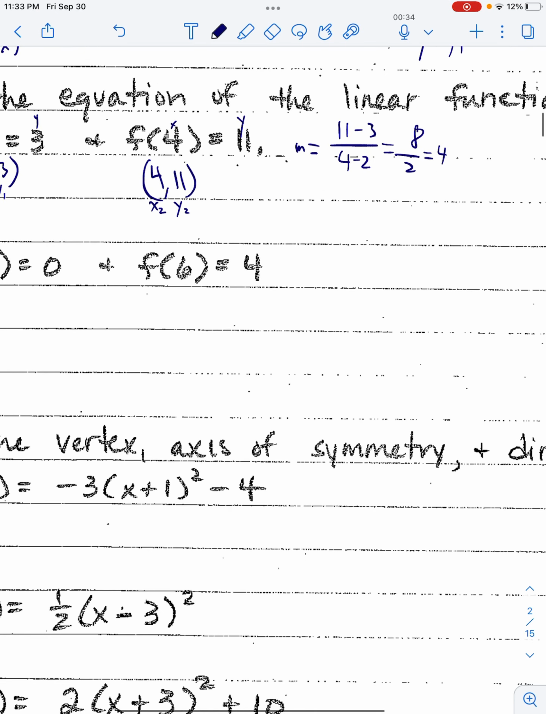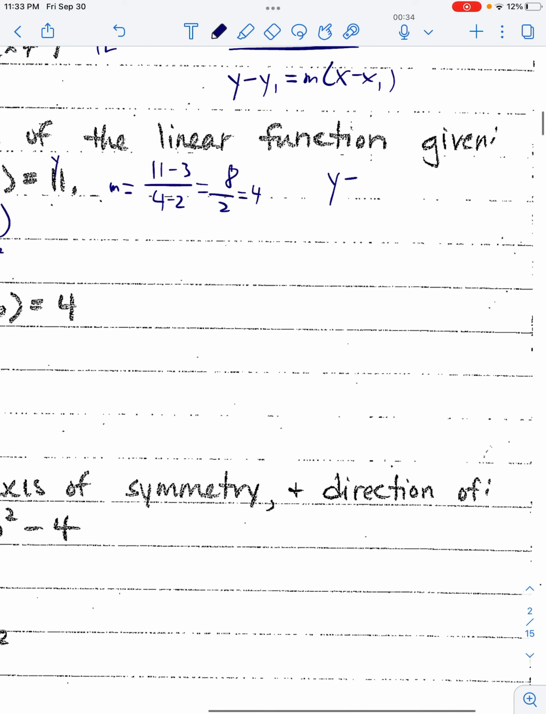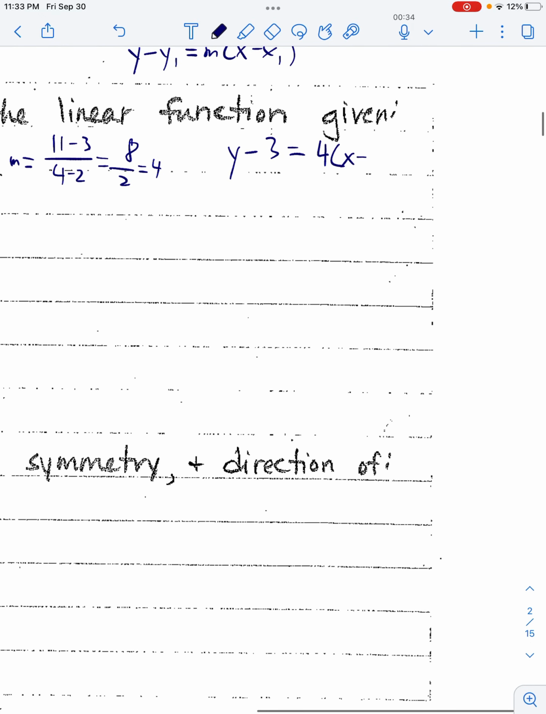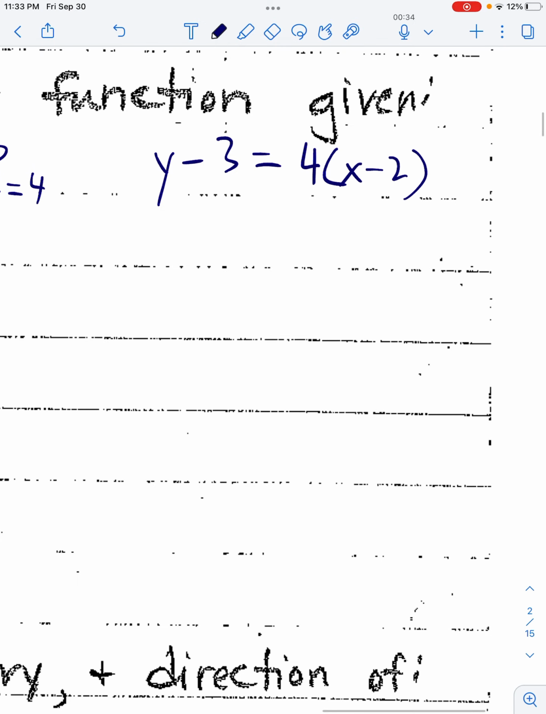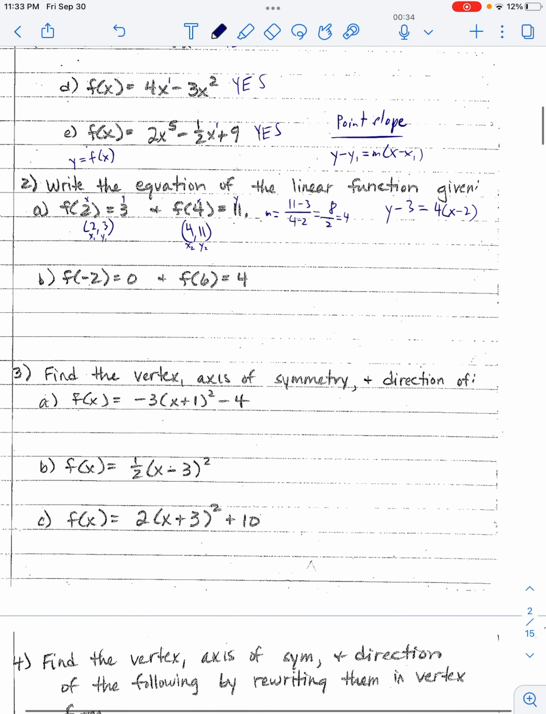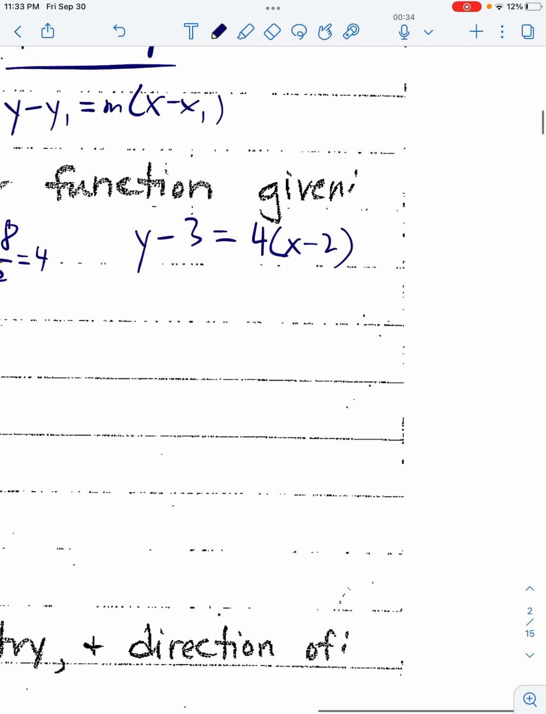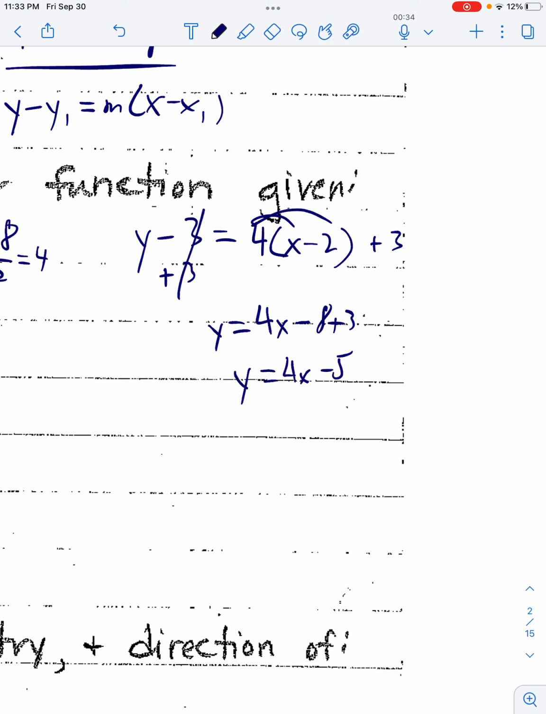So my equation is going to be y minus my y1. What's y1? It's 3. That equals 4 times my x minus my x1, which is 2. Okay. And then I guess we could leave it in this form technically. It just says write the equation. Or you could put it in slope-intercept form. It's not too hard. You just add 3 to both sides and distribute the 4. So you get y equals 4x minus 8 plus 3, or just y equals 4x minus 5. There we go. Final answer.